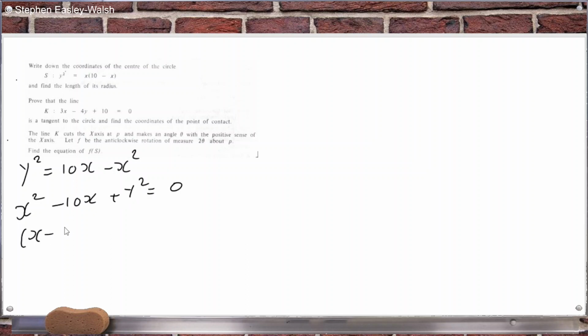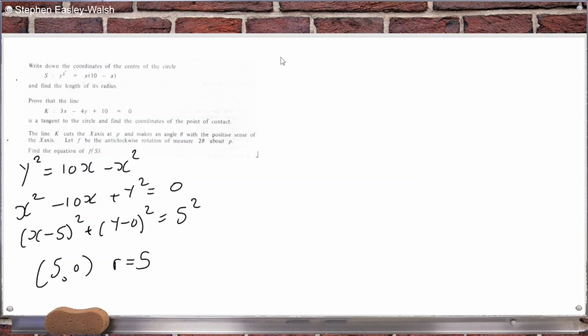So we'll get x minus 5 squared plus y minus 0 squared equals 5 squared. So that's x squared minus 10x plus 25 plus y squared minus 25 equals 0. So the center of the circle is 5, 0 with radius of 5. That's for S. Prove that that line is a tangent.